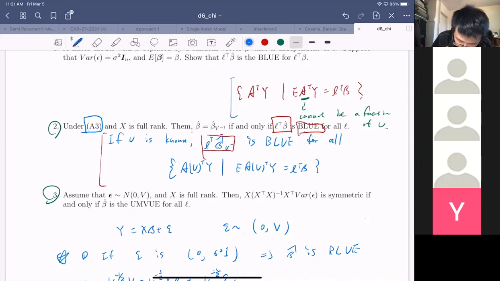Yeah, exactly, Albert. I think it should be unique, right? Oh, you said BLUE should be unique? Yes, the BLUE estimate is unique.